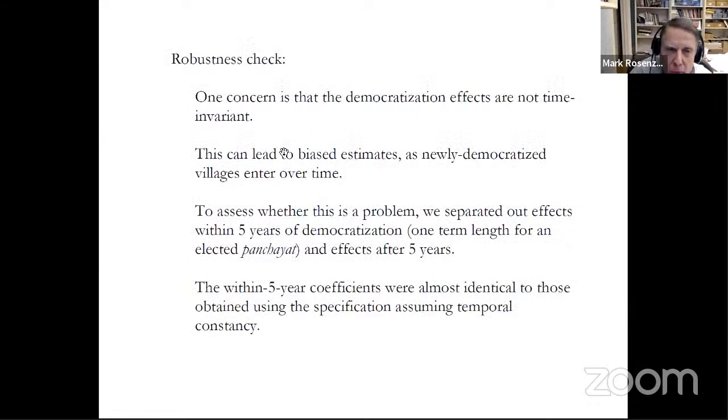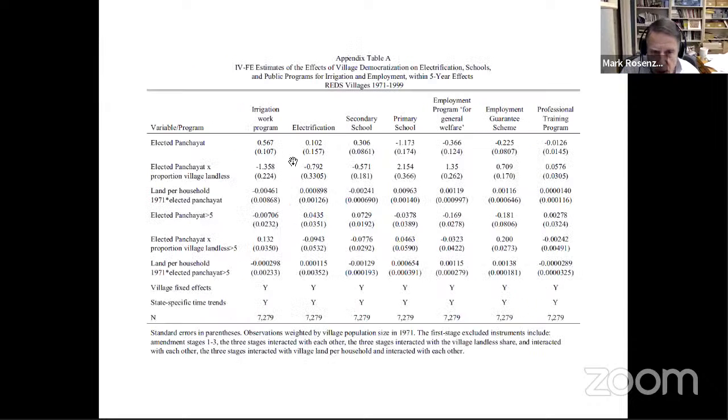Well, before I do that, we have a robustness check for doing these staggered shifts in democratization over time with the fixed effects, the sort of two-way fixed effects. There's always the concern that the democratization effects are not time invariant, and that can lead to biased estimates. This is now well known. So instead we're going to just look at the effects within the first 5 years of a democratization, which corresponds to one term length for an elected panchayat, and then dummy out the effects after 5 years. So we're only interested in the first 5 year effects. When we look at that, the coefficients for the first 5 year effects, not the after, are basically the same as we get in the other estimates where we don't differentiate the two effects. So that doesn't seem to be a concern.